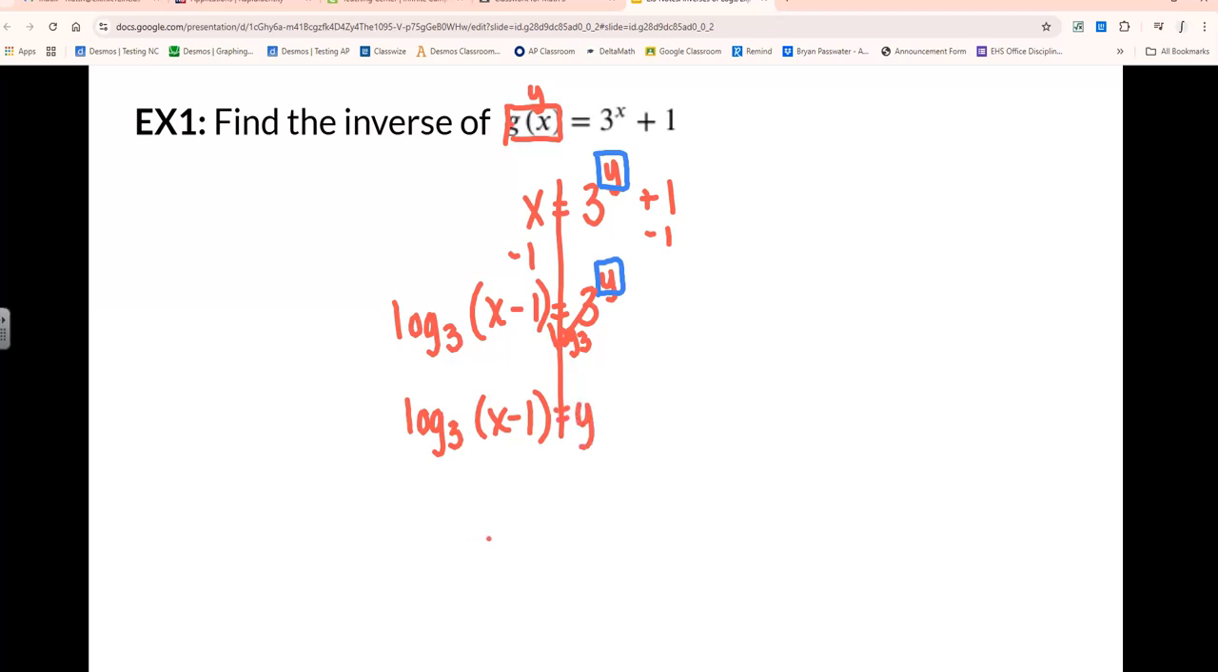We're, in general, going to write the final answer with g inverse of x notation instead of the y, and we'll have log base 3 of x minus 1.